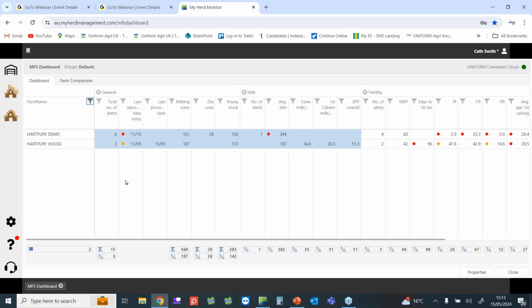As soon as I click on the herd, you'll see, oh yeah, this looks familiar now. But you can see, firstly, the last process date. So how fresh is this data? Has the farm backed up and sent it across to the cloud recently? And you can see from this one, yeah, it's happening every day.